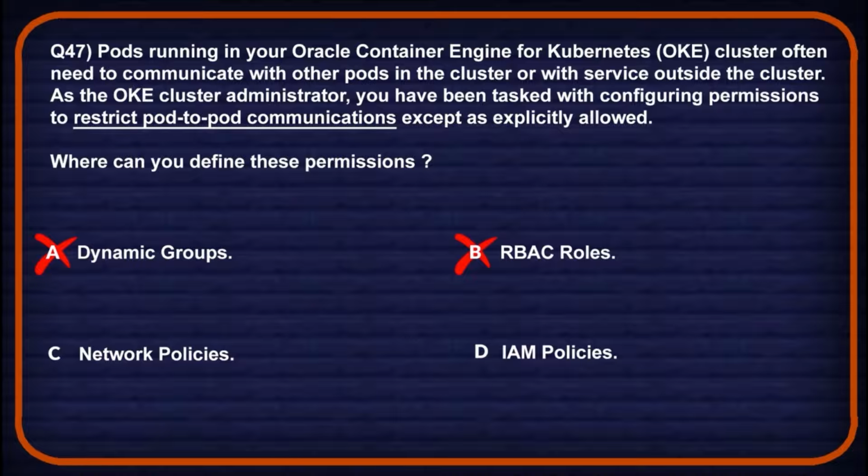Moving on to option number C, network policies. Network policies explicitly control pod-to-pod communication, enforcing security boundaries within the cluster. So option C looks like a good answer. Let's keep it. Moving on to option number D, IAM policies. IAM policies control access to OCI resources, not pod-level communication within the Kubernetes cluster. So option D, again a wrong choice. So option C will be the correct one.